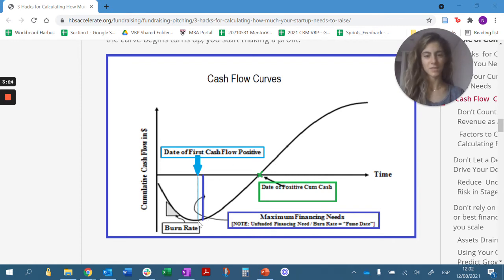From here, the cash flow starts going positive. So you're making money. Your business is working. However, because you burn so much cash, your cumulative cash flow will not reach a net zero or net positive until this day here. This is another important day for your venture, but not as important as this one. So on this day, positively, like net overall, you have positive cash. So you have cash in your bank account.